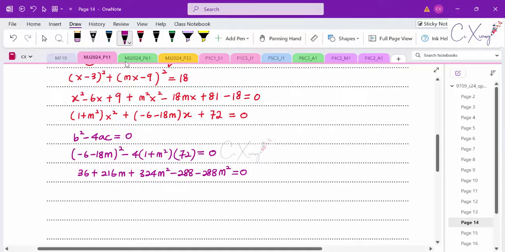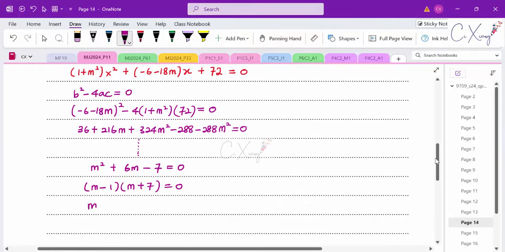Okay, then eventually you need to go through a few more steps to simplify them. So eventually you will get the quadratic equation in terms of m: m squared plus 6m minus 7 equals 0. You can see from here that you can factorize it: (m minus 1)(m plus 7). So from here you are getting two values for m, which is m equals 1 and also m equals negative 7.